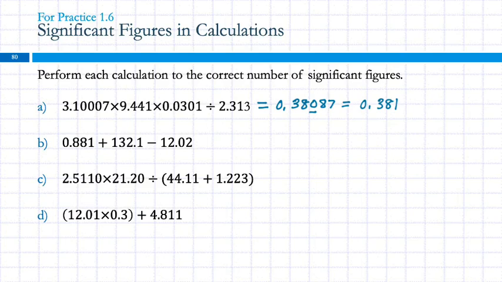0.881 plus 132.1 minus 12.02. So I can write down everything, and this time there's not that many digits, so sometimes I will just write down all of it. 120.961.